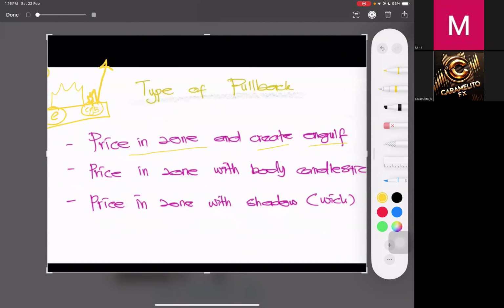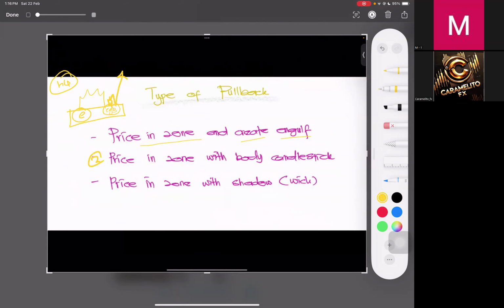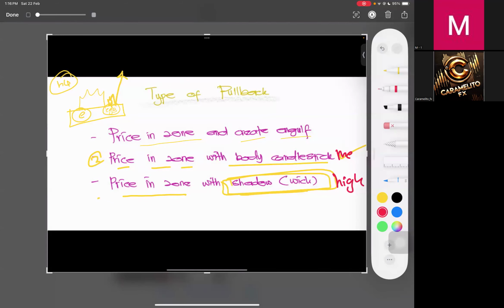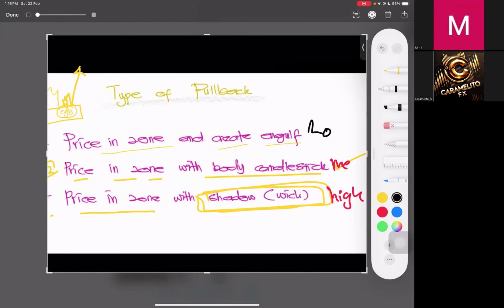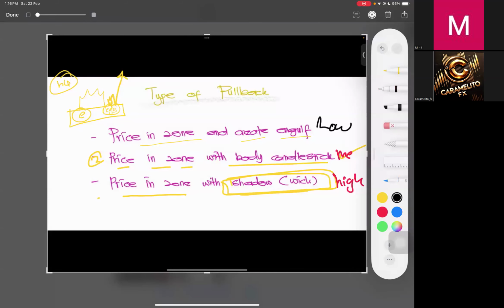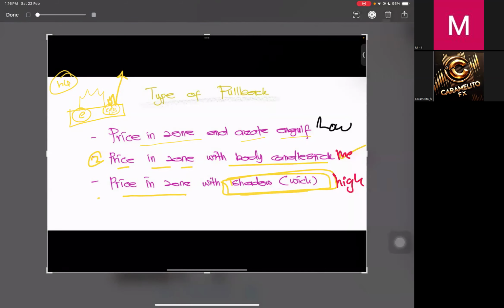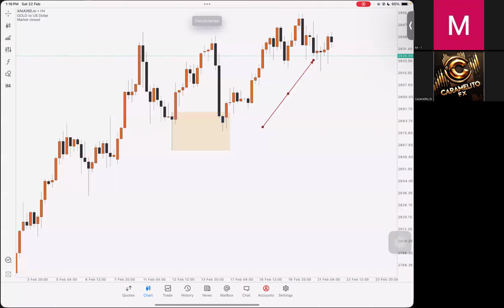So that's why you're going to use number 2. Whenever price goes inside my zone and price starts to close, body candlestick perfect, we're going to process an entry. And then the last choice is whenever price goes inside our zone, we're going to shadow. But this one you have to be careful. It's really high risk entry. Okay, this is really high risk. This will be medium. This will be low entry. Low risk entry.